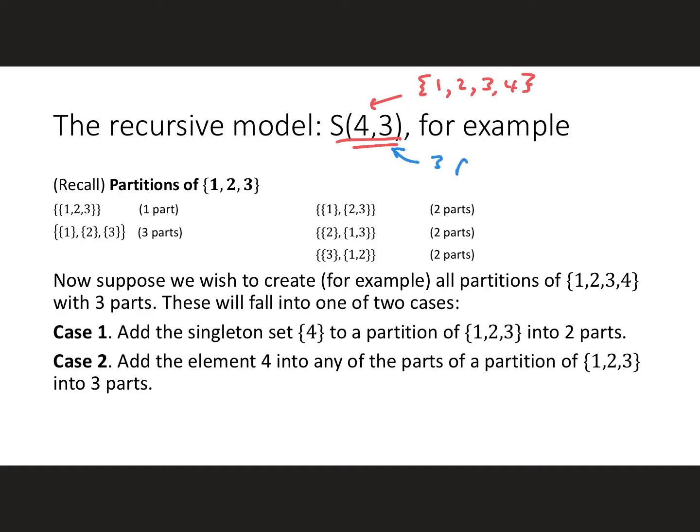So 3 parts. We're going to try to form all of the partitions of {1, 2, 3, 4} that use 3 parts. To do this, I'm going to need to refer to the partitions of the three-element set that I got before. So I'm going to lay these up here.